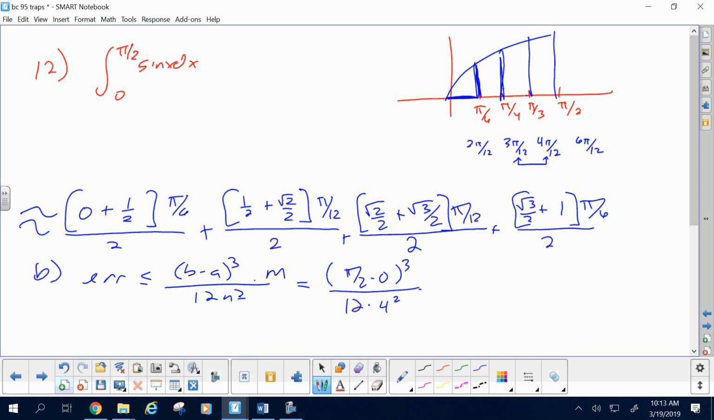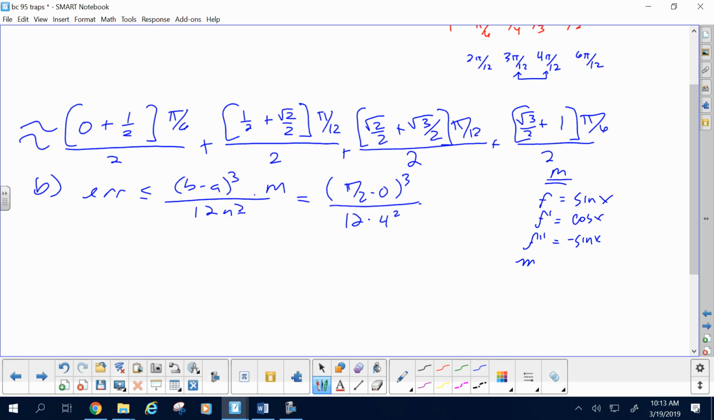All right, now m. Finding m requires work off to the side. What is the function? Sine of x. What's f prime? Cosine of x. And what's f double prime? Negative sine of x. What is therefore the max of the absolute value of that on 0 to pi over 2? It's at pi over 2, and the value is 1. Okay, so m is 1.